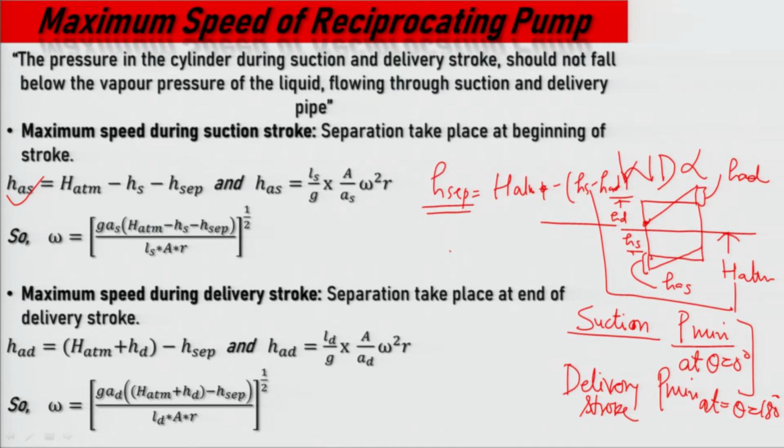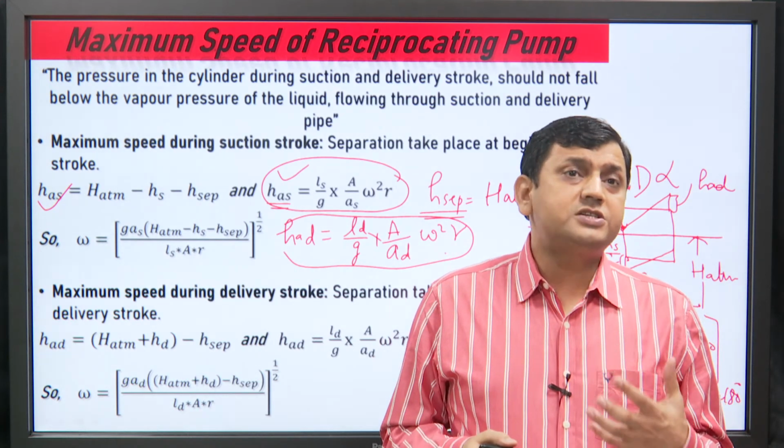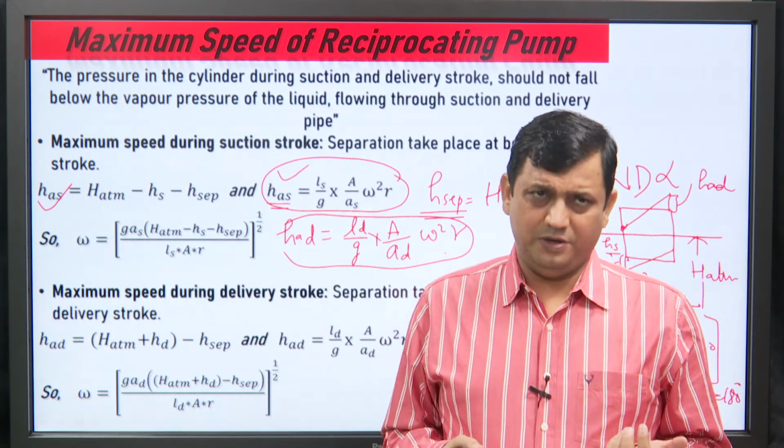Okay. What is the value of HAS? We already calculated it as L upon g, A upon a, for the suction. For the delivery, HAD is L_D upon g, A upon a_D, omega square r. By this expression, we solve the H separation equation, because our mission is to calculate omega, or the RPM speed.